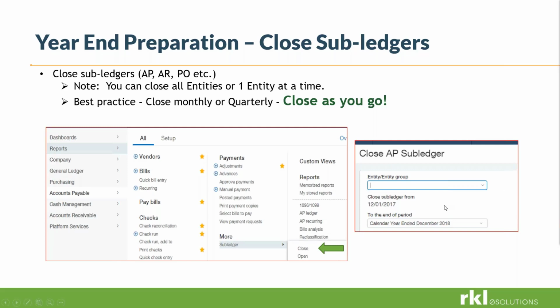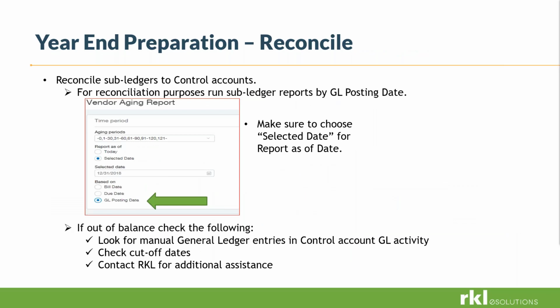Like I said, you want to be doing this as a normal routine process, either monthly or quarterly, so that when you get to year-end, it's not a major hurdle. Year-end prep, again, is to reconcile, and you're probably doing this as you go, monthly and quarterly. You want to make sure that you reconcile your subledger to your control account on your general ledger.